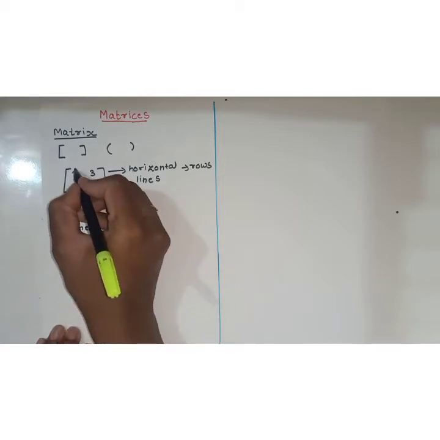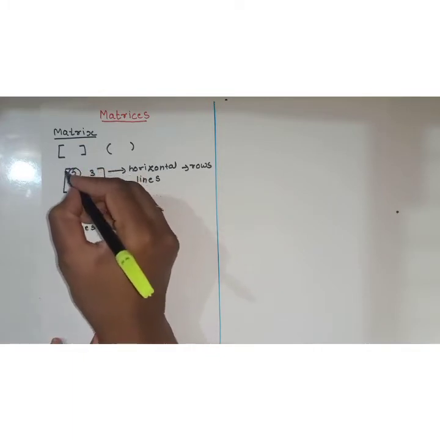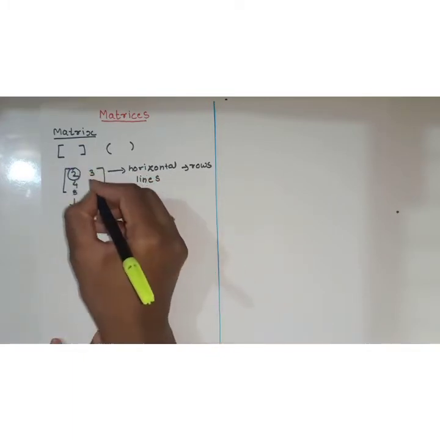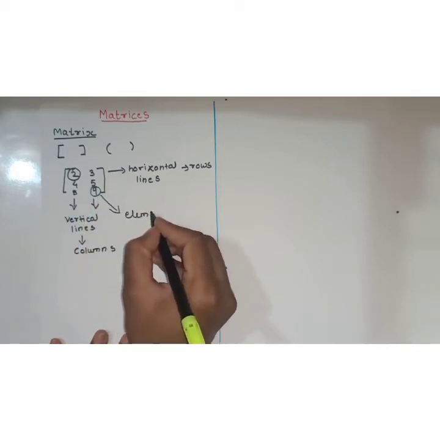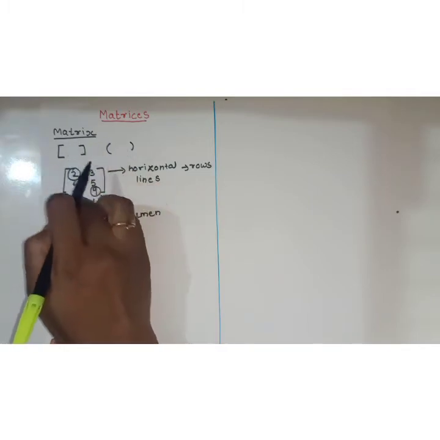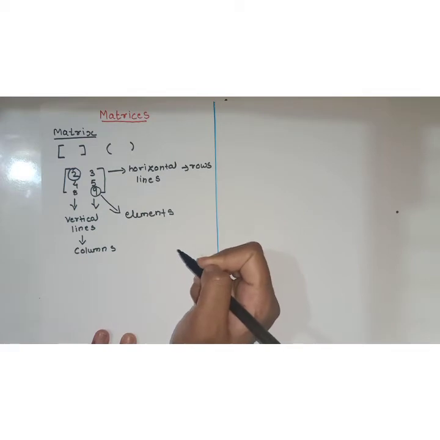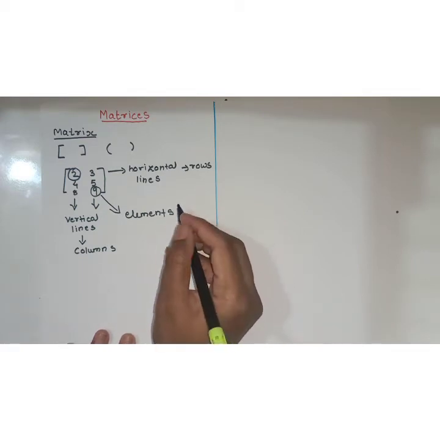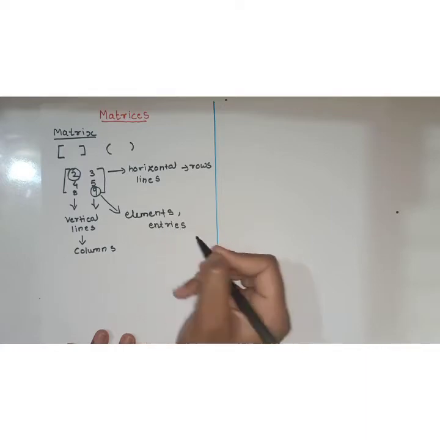And each term is called an entry or element, like 2, 3, 4, 5. These are called elements. For example, this 9 we call an element. Each of the terms inside this matrix is an element. Even we call them entries.